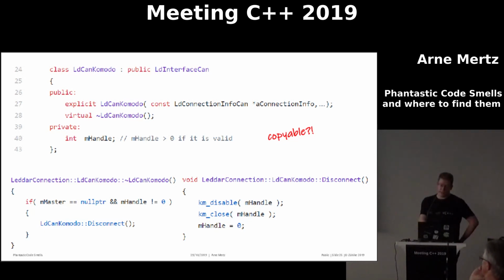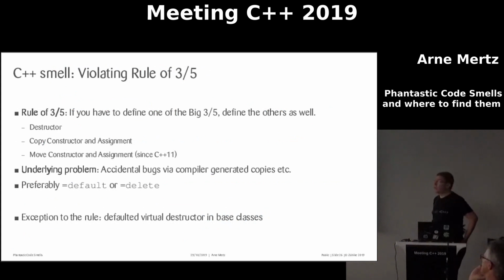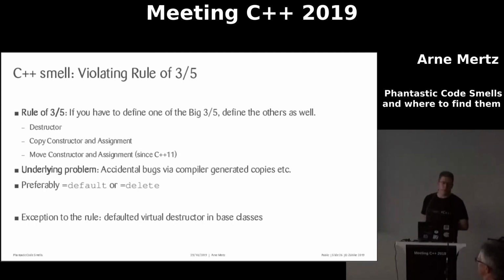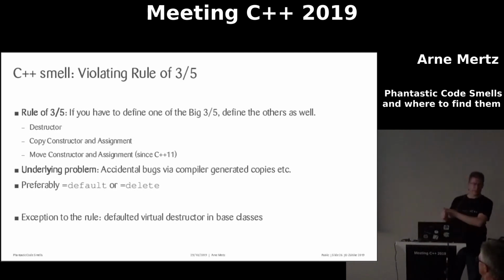So the smell is violation of the rule of 3 or 5, depending on which language standard we are using. If we have one of the big 3 or 5, then we should define the others as well. The big 3 are destructor, copy constructor, and assignment. Those are the 3. And since C++11, move constructor and assignment.